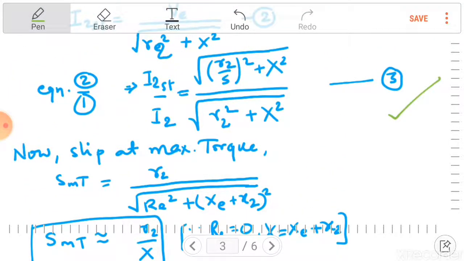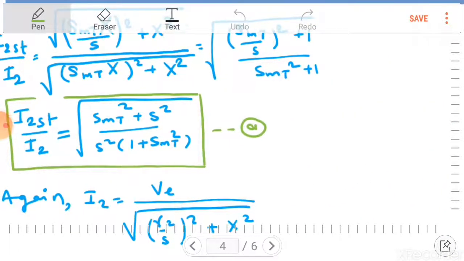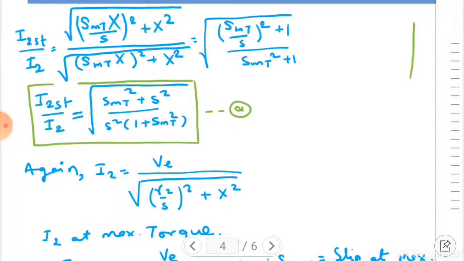Then what do we obtain? I2ST by I2 is equal to under root of ((SMT by S) whole square plus 1) divided by (SMT square plus 1). We will simplify it, and we will obtain the derivation that we have to obtain in option number A.